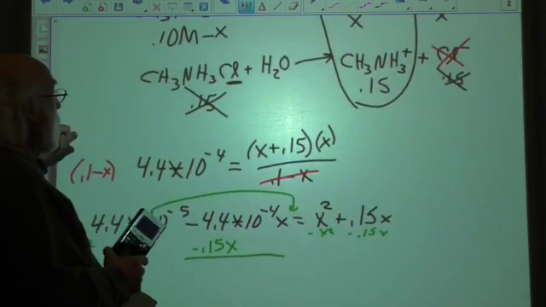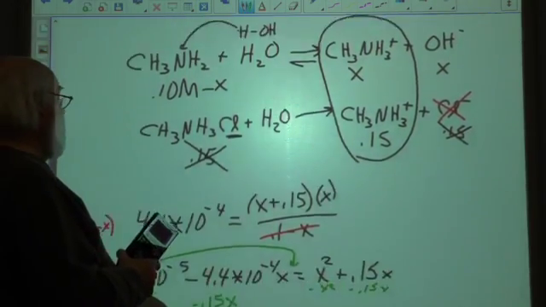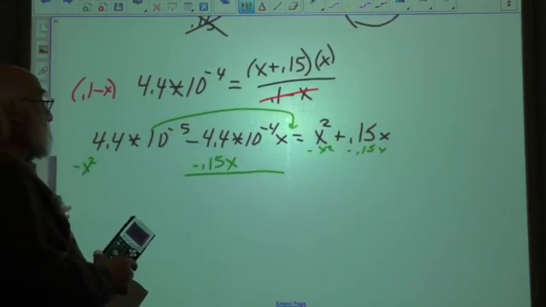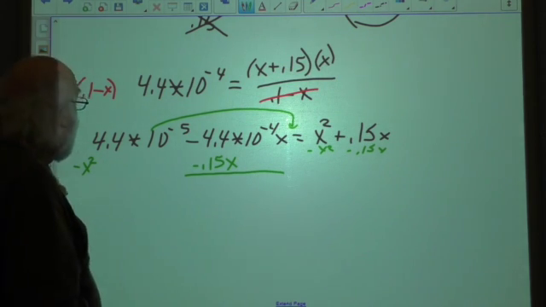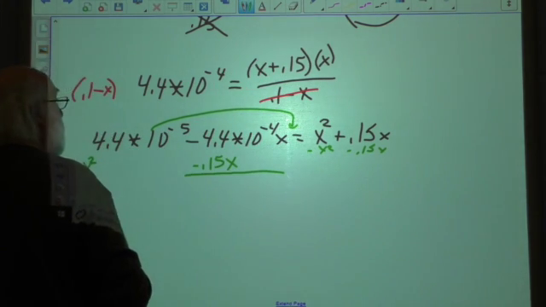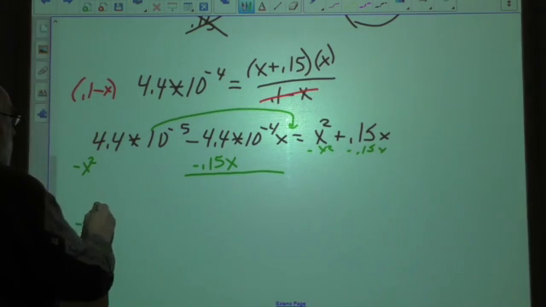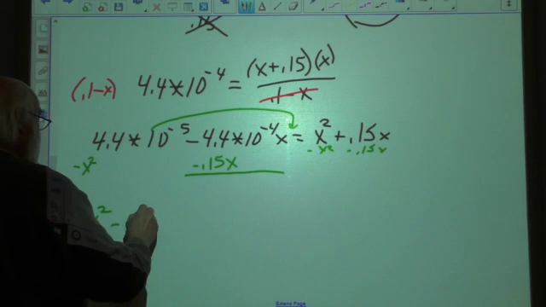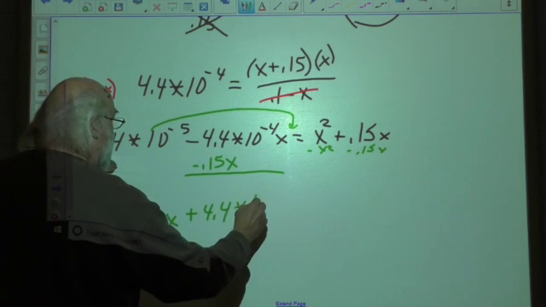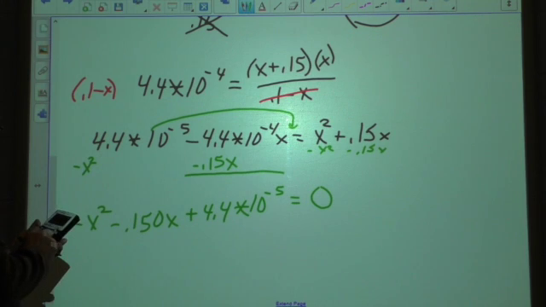What do we get up here? 0.150. Well, it doesn't change. Okay. Well, we'll do it anyway, but you probably could drop the x of that. Yeah, we'll just continue on with this. So we got negative x squared minus 0.150x plus 4.4 times 10 to the negative fifth equals 0. Plug it into the quadratic formula.